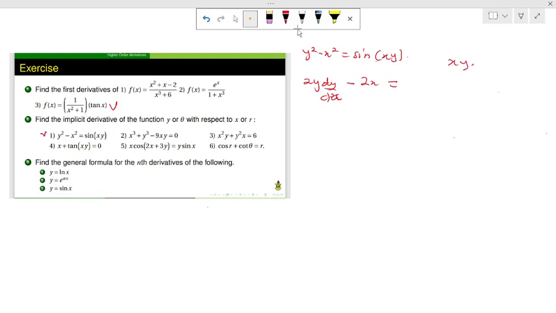Okay, product of x and y. So how do we go about this? This is obviously a product rule. And being a product rule, we will take one and leave the other while the other one is acting.